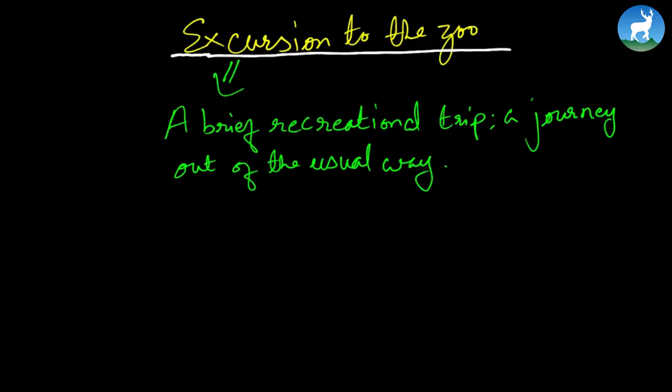Excursion means, you might have known this word, you can relate it to a field visit, where your purpose is to extract certain information. Usually schools or colleges take you on an excursion so that through excursion you can learn something new, and some knowledge would dawn on you. You'd gain certain knowledge. So, a brief recreational trip, a journey out of the usual way, not like a journey that you make every now and then, but rather a journey out of the usual way.